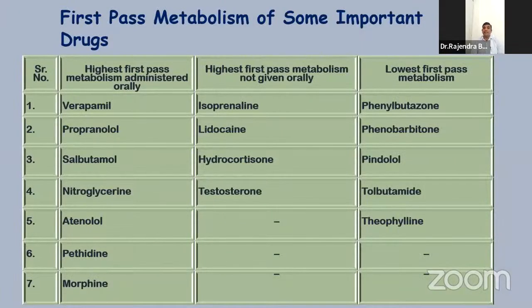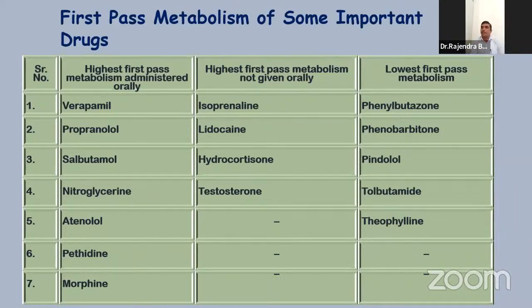So what is first pass metabolism? Which drugs have the highest first pass metabolism? First pass metabolism is also called pre-systemic metabolism. You have to just recall your biopharmaceutics. When you were in the final year and studied the first chapter, absorption, in that routes there is first pass metabolism, also called pre-systemic metabolism. Here, which drug administered orally has the highest first pass metabolism?